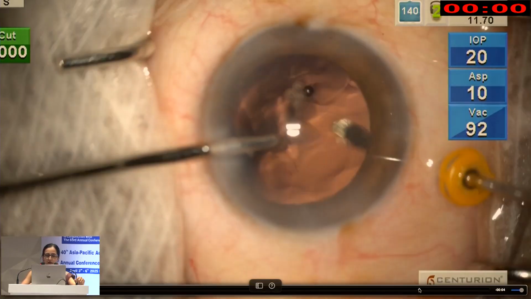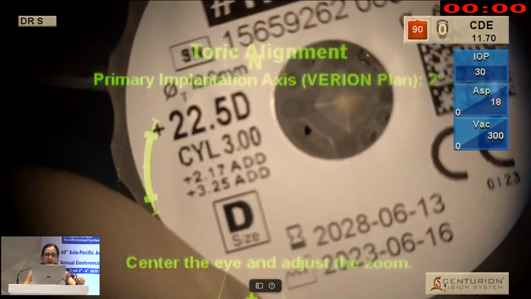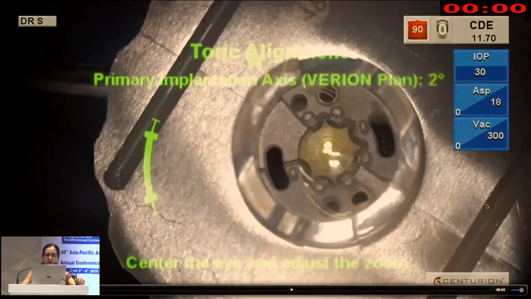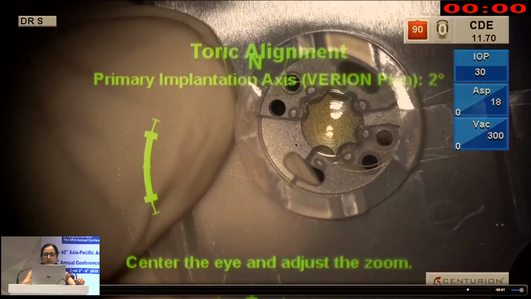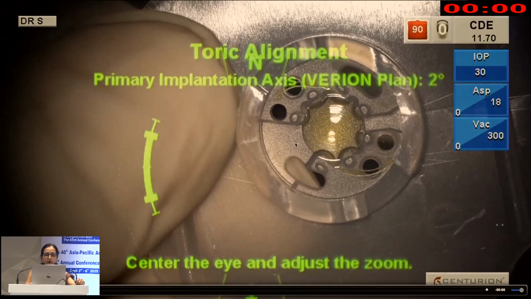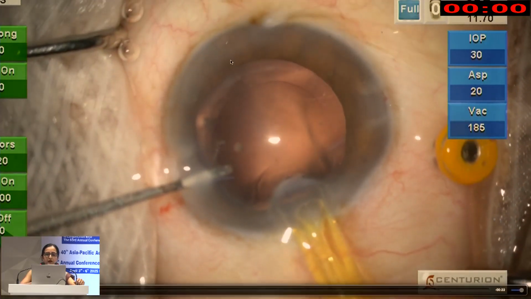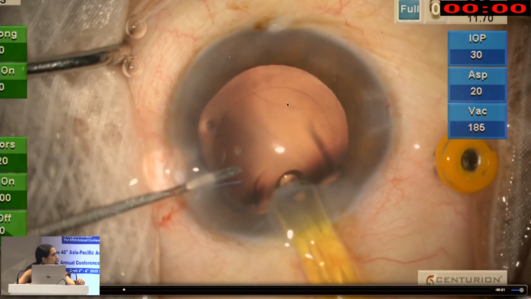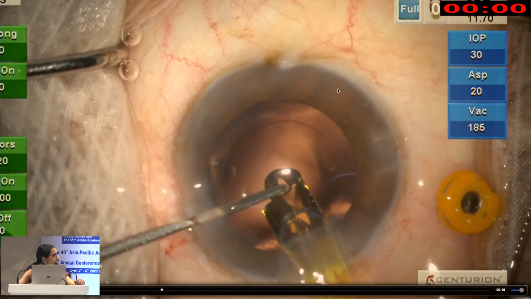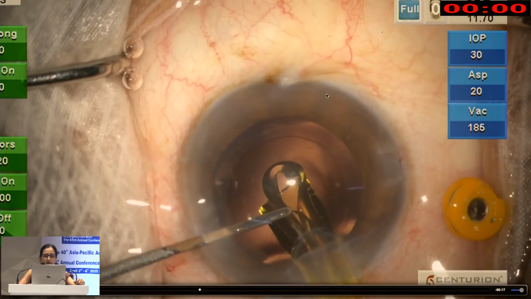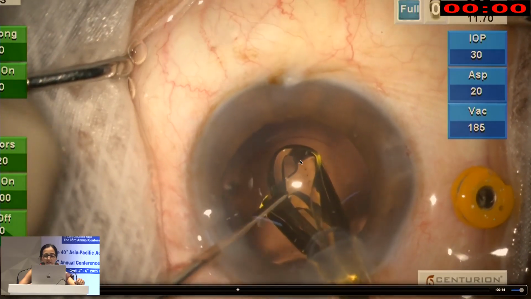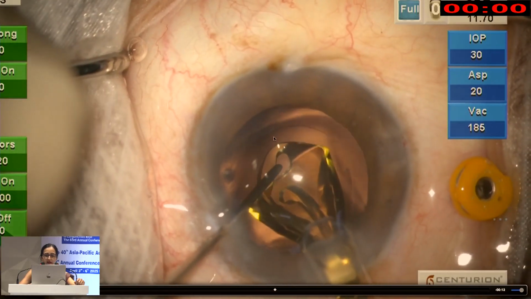And in the interest of time, I'll just forward this. Now this patient was planned, I'm not branding any company, but I'm just trying to say that he was planned for a trifocal toric IOL. So you can see here that because the PCR is limited in its extent, there is no vitreous. I'm gently going and implanting this trifocal toric IOL inside the capsular bag.